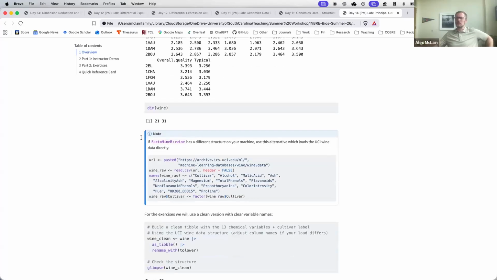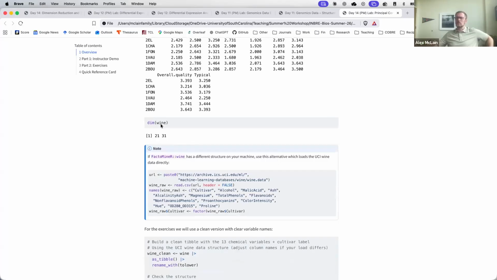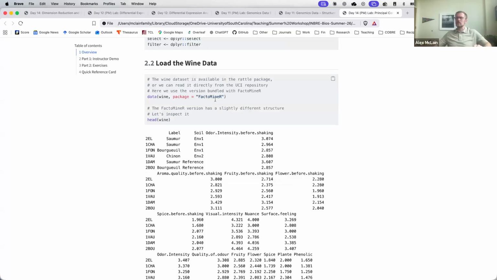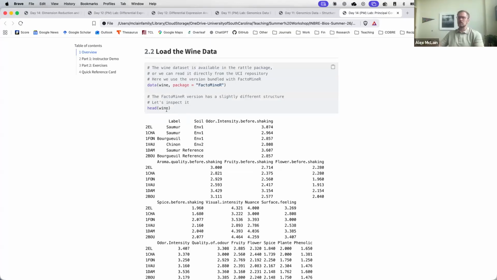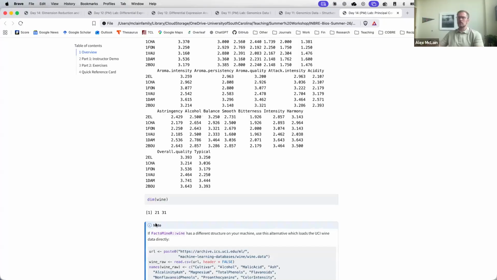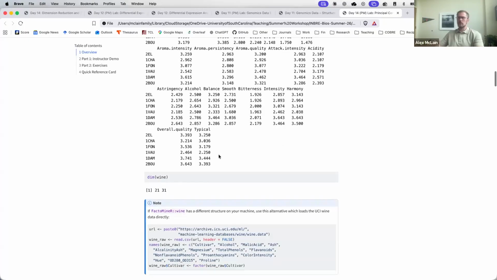Yeah, so I forgot about this. So the data using the FactoMineR wine data there has a little smaller structure. So you can use that one if you like. This one only has 21 lines and has 31 measurements.